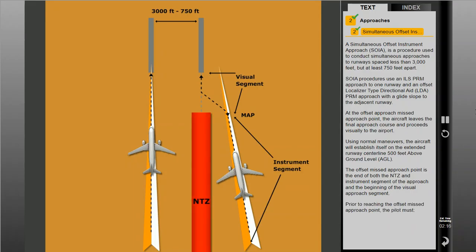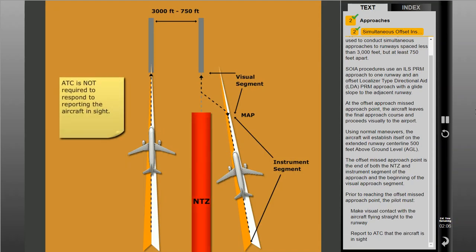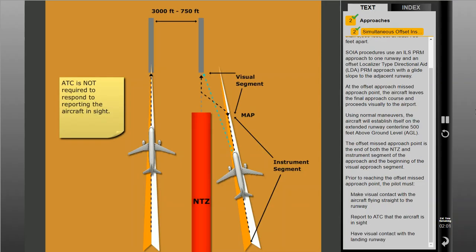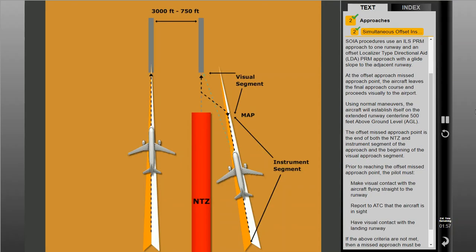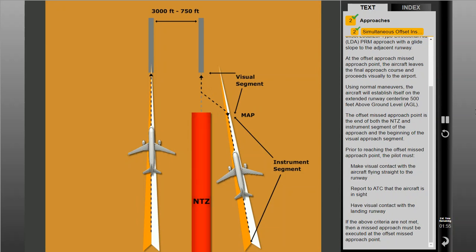Prior to reaching the offset missed approach point, the pilot must make visual contact with the aircraft flying straight to the runway, report to ATC that the aircraft is in sight, and have visual contact with the landing runway. If the above criteria are not met, then a missed approach must be executed at the offset missed approach point.